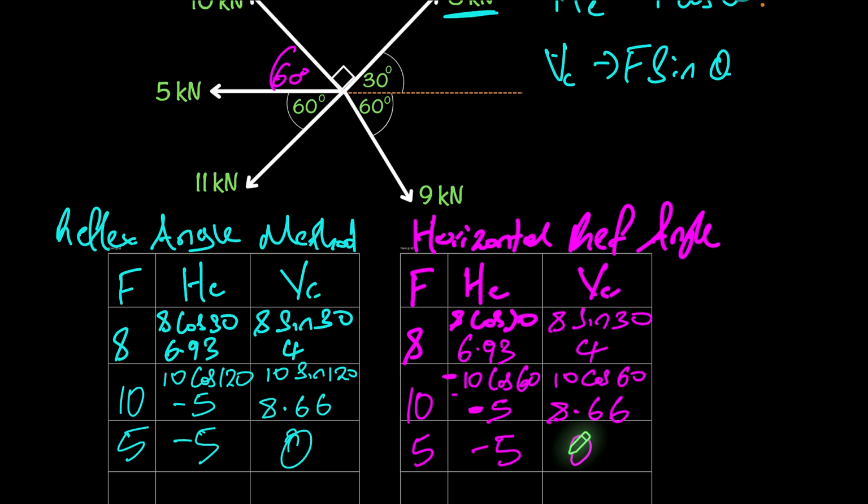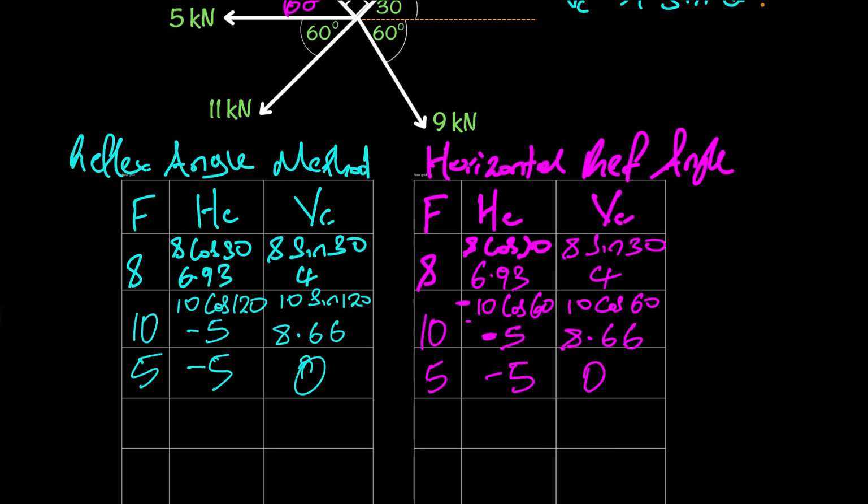So let's have a look at the 11 kilonewtons. For the 11 kilonewtons here, we can see the angle between that 11 kilonewtons and the horizontal line there is 60 degrees. So if we were to do the reflex angle method, all we would need to do is add that 60 degrees to 180, because 180 degrees on a straight line above that 60 degrees would give us all of that bit, and add the 60 degrees to get that 240. So this now will just be 11 cos 240.